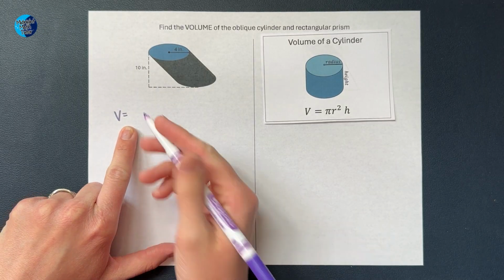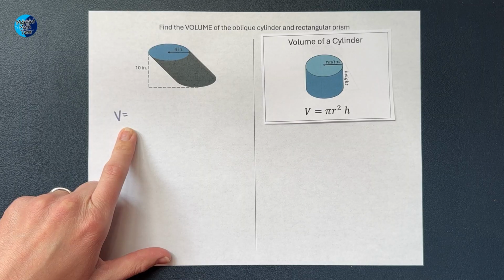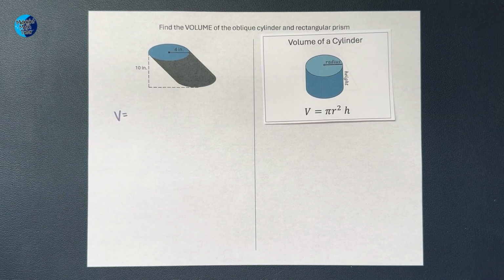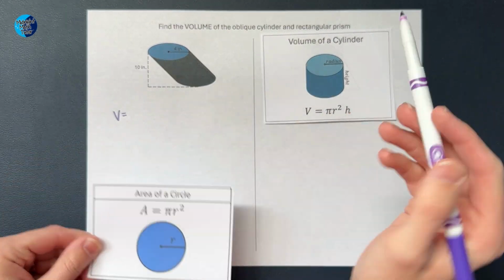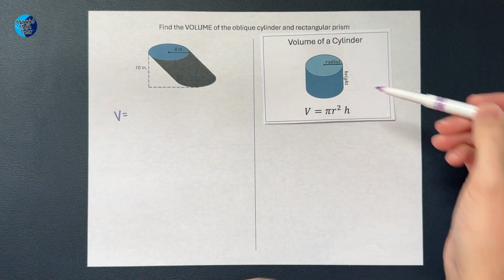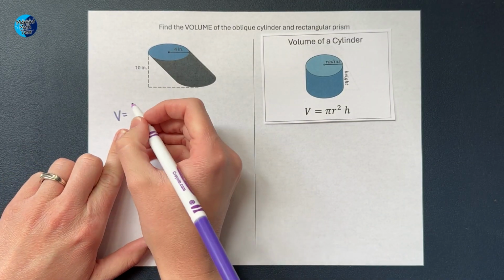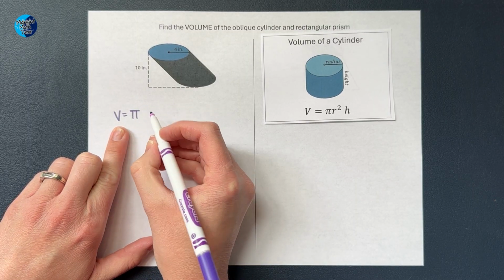Our volume is equal to pi r squared. Now, pi r squared, that might look familiar. That is the area of a circle. So when we're doing pi r squared, we're just finding the area of the circle, and then we're timesing it by the height. So my area of the circle is pi r squared.